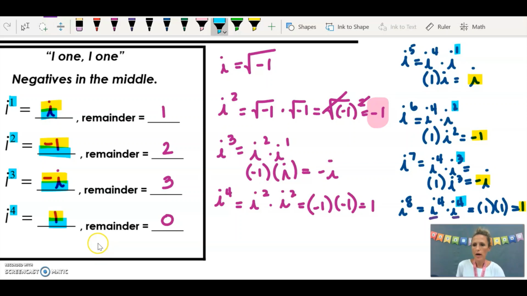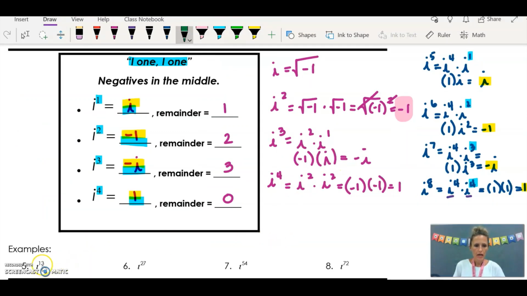Next, we're going to take a look at what happens when the powers are higher than that. When we have greater exponents, we could of course choose to just count. i to the 1st, 2nd, 3rd, 4th, 5th, 6th, 7th, 8th, 9th, 10th, 11th, 12th, 13th. And we would get i to the 1st. But if we don't want to do that, especially when the numbers get bigger and bigger, we can also divide to determine the remainder.